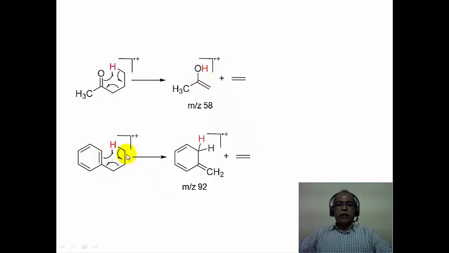In the case of butylbenzene, the carbon-carbon double bond of the aromatic ring itself acts as the hydrogen acceptor. Upon hydrogen transfer, essentially you produce the tautomer of toluene, which has the molecular peak at 92 m/z, with the loss of ethylene, which is these two carbons lost as ethylene in this particular fragmentation pattern.